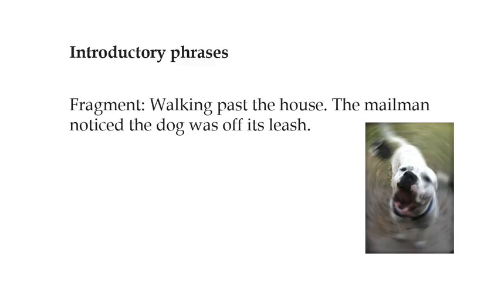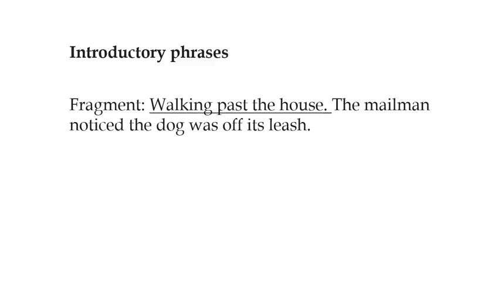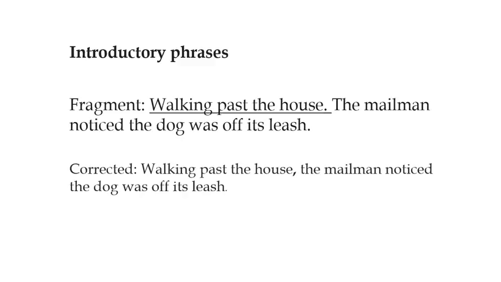So, introductory phrases. "Walking past the house, the mailman noticed the dog was off its leash." Now, reading it fluently like that, it seems to blend together nicely. But if we were to read alone "walking past the house," that introductory phrase, we would see that that is where the fragment is. And in order to correct it, in this case we have a comma after that introductory phrase, but it's combined into one complete sentence.